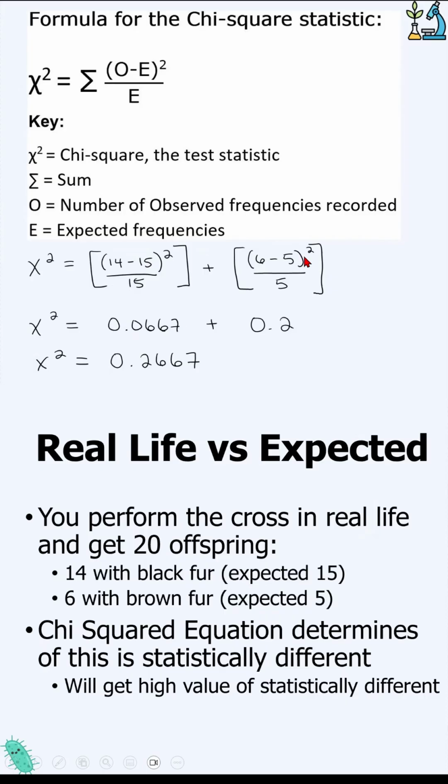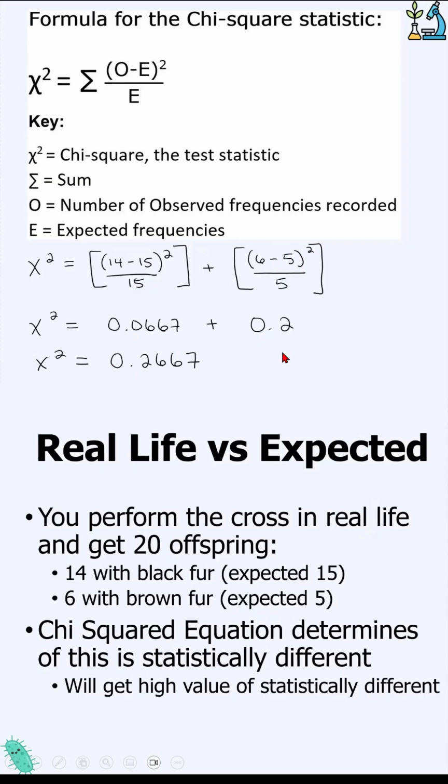And then you would repeat that for the brown fur. So we observed 6 brown fur, even though we expected 5. Square that, and then divide by 5 to get 0.2. And then when you add those two together, you would get 0.2667.